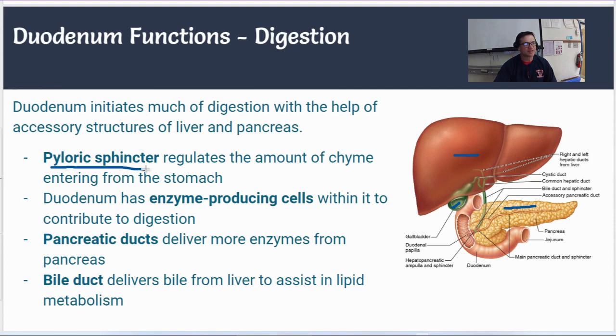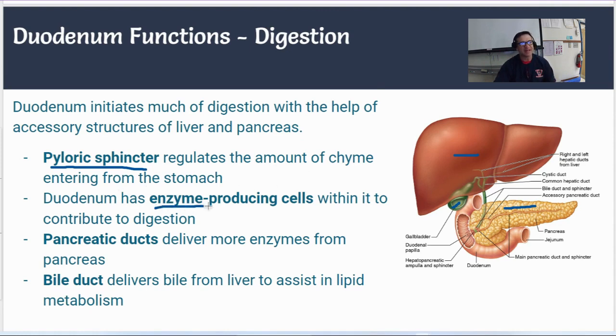So we have the pyloric sphincter. Remember, that's the valve between the stomach and the small intestine, the duodenum. When it's relaxed by gastrin, the hormone produced by G cells, it causes it to relax, and the chyme's now going to come out of the stomach. So it's the pyloric sphincter that regulates the amount of chyme that's going to enter from the stomach.